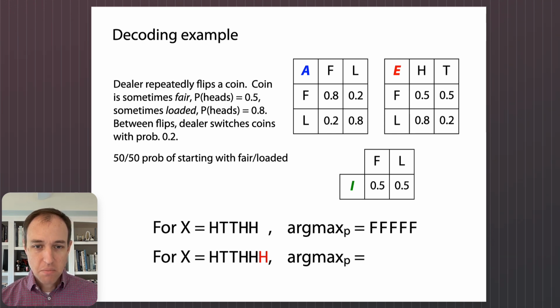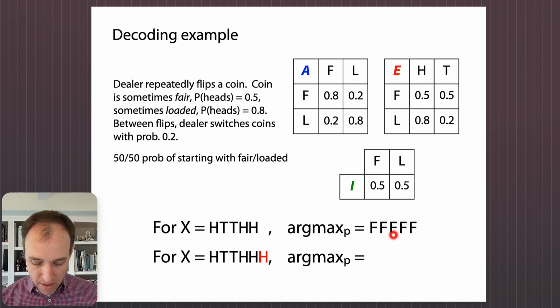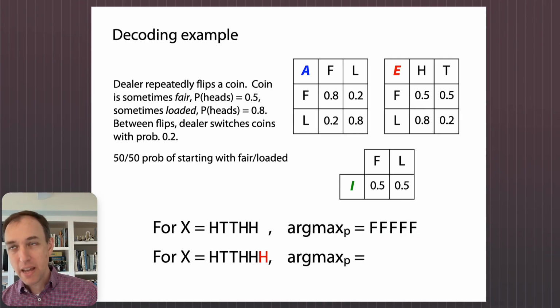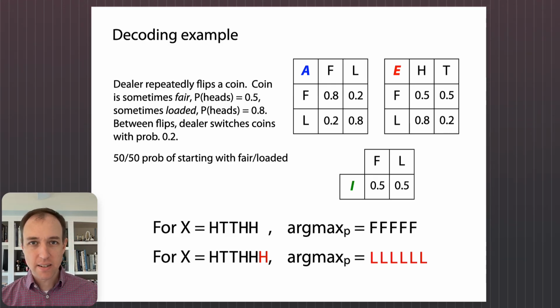If the emission string is one coin flip longer, and that additional coin flip is a heads, so now our emission string is heads, tails, tails, heads, heads, heads, then you might think that the new argmax P, right, our length 6 path that maximizes the joint probability of the path and the emission, would be like F, F, F, F, F, and then one more. So F, F, F, F, F, F, or F, F, F, F, F, L. You might think it would be one of those, but it's not. It's all L's.